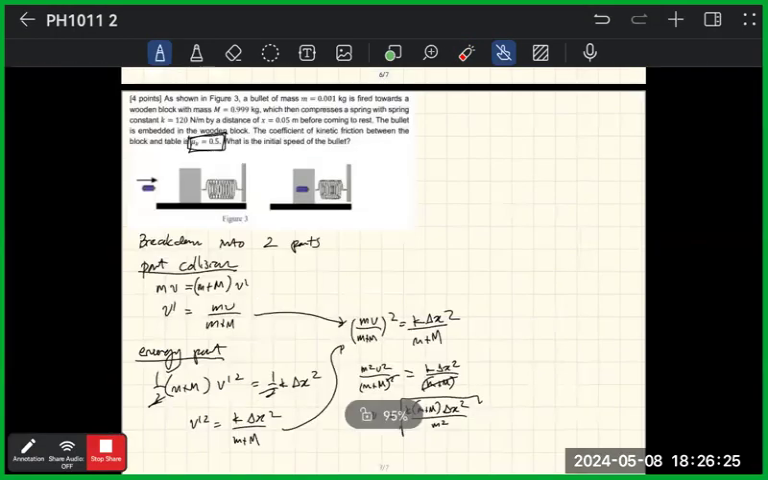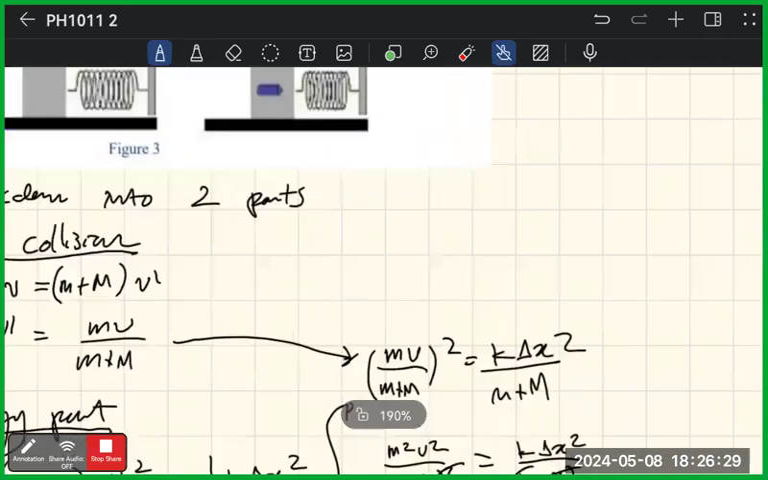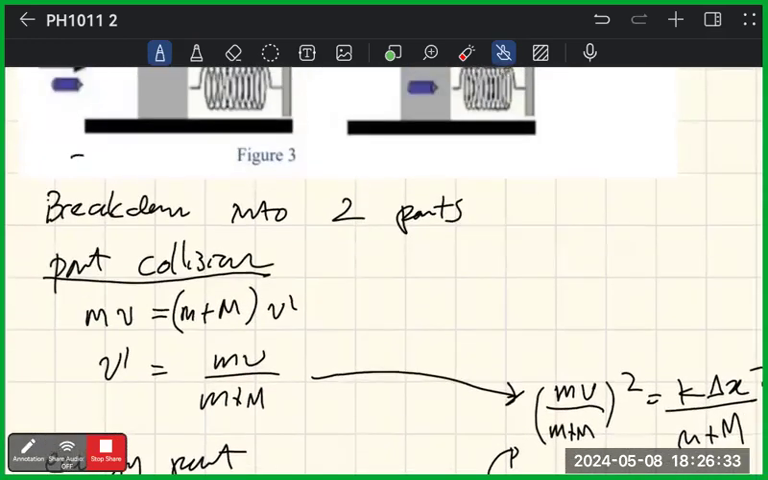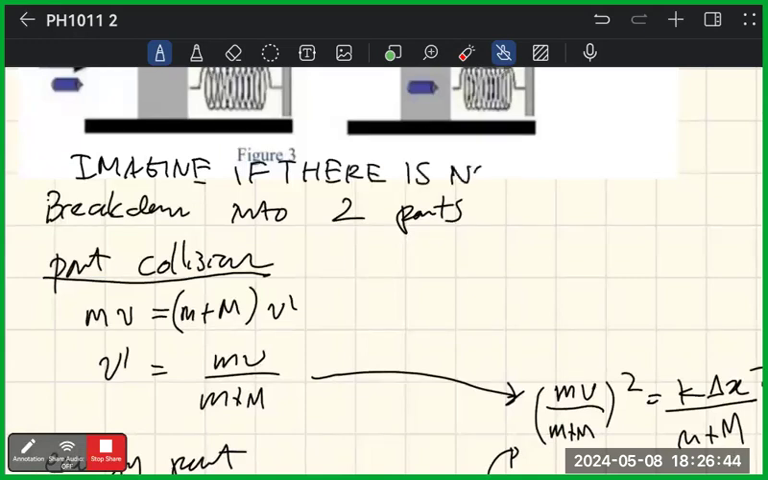So imagine, because it's done already, we just say that if there is no friction. So out of this question, there is no friction.